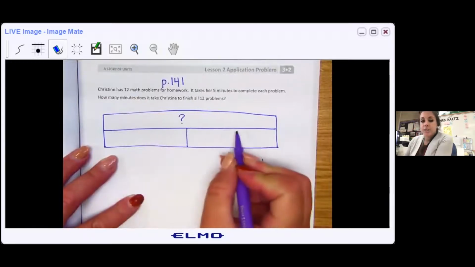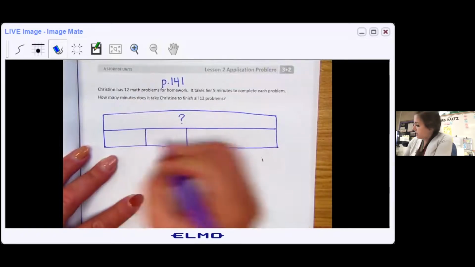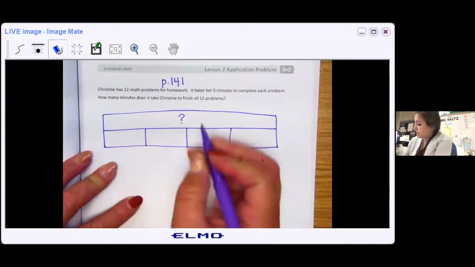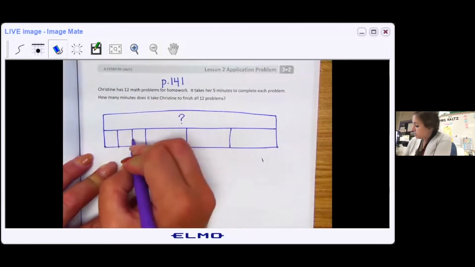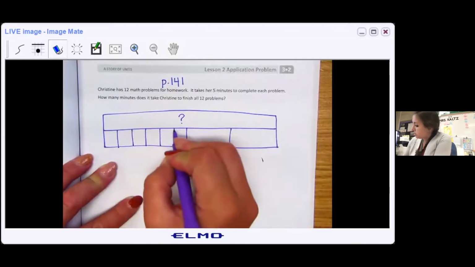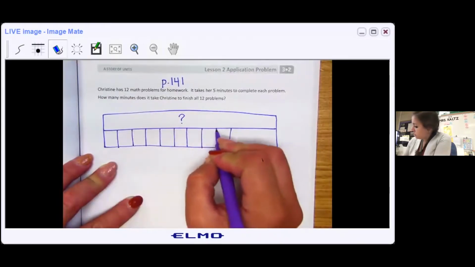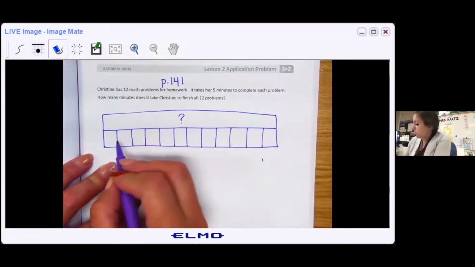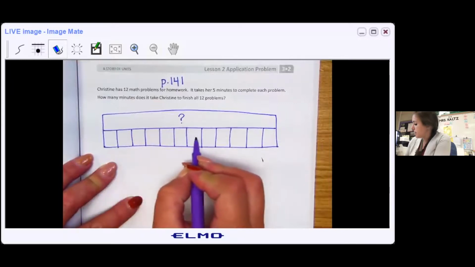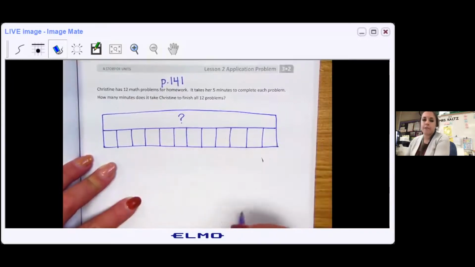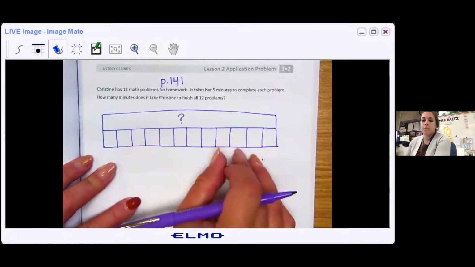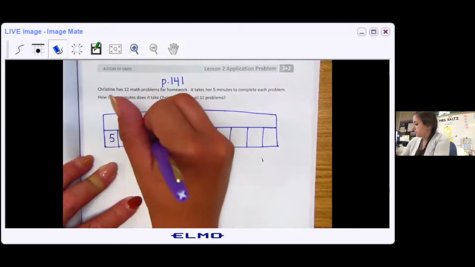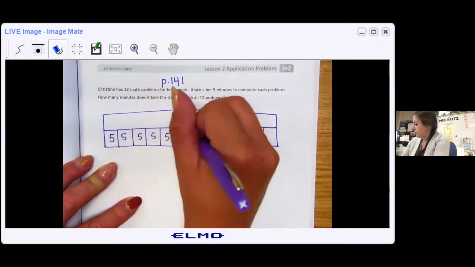Then I'm going to divide each of these rectangles in half. And that leaves me with 4. Then I'm going to put 2 lines in each of these sections. So 1, 2, 1, 2, 1, 2, 1, 2. And when I count, I should have 12. 1, 2, 3, 4, 5, 6, 7, 8, 9, 10, 11, 12. So here are her 12 math problems, and it takes her 5 minutes in each problem.